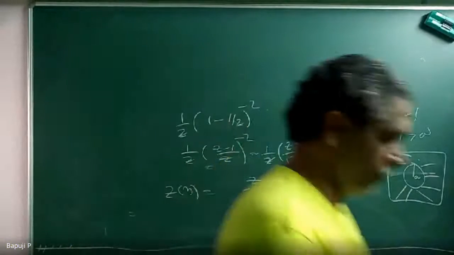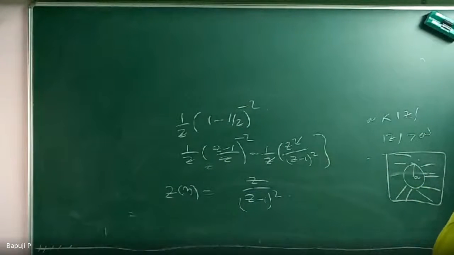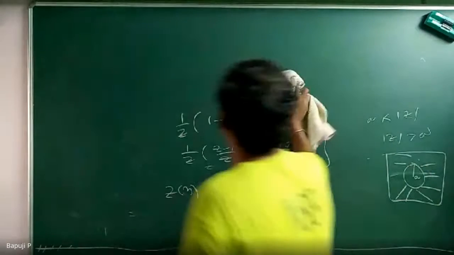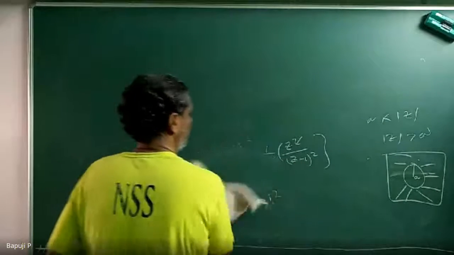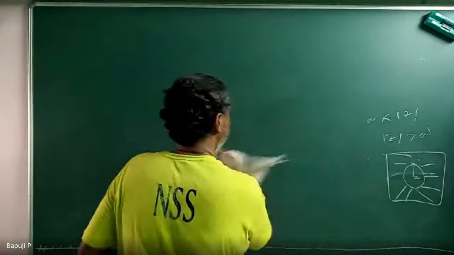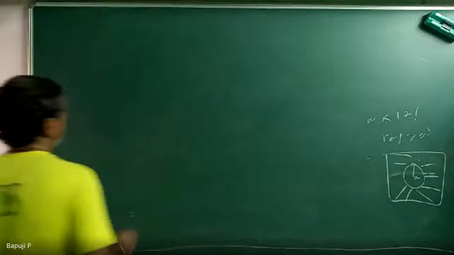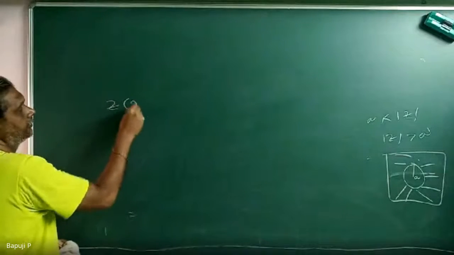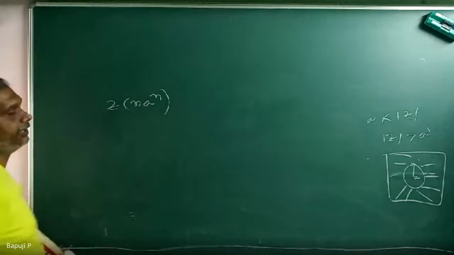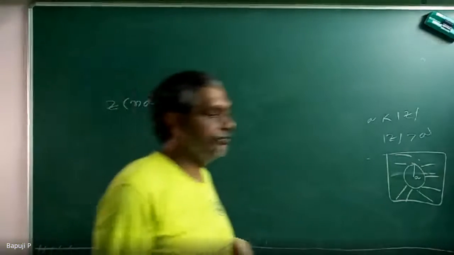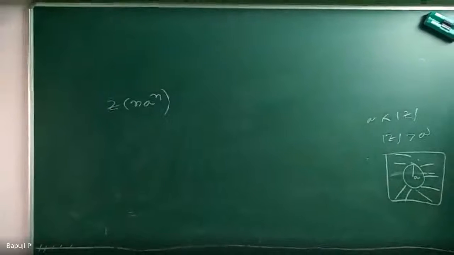So like this, we can do a lot of problems. Then if you want, you can do n into a to the power of n also. Just n I have done, a to the power of n you can do. Same story. N into a to the power of n, right? N means what I got: z by z minus 1 whole square. N into a to the power of n also has a given formula.